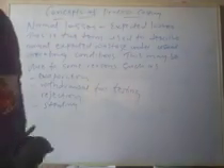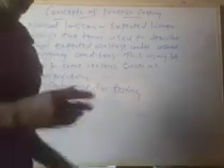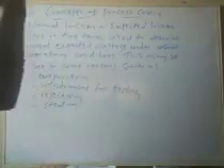So after the normal loss, you have abnormal loss. What is abnormal loss? Abnormal losses are the losses that are greater than the expected losses. Losses greater than the expected losses are what we refer to as abnormal losses.